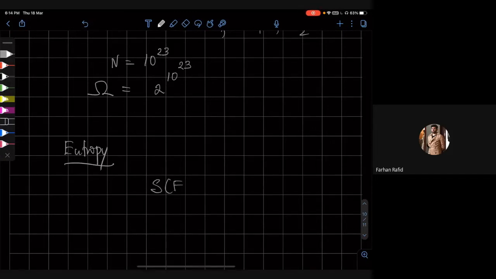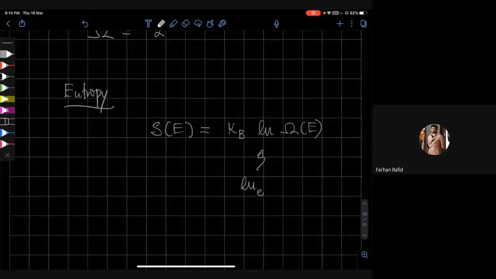So the idea behind entropy, Boltzmann introduced the idea of entropy, and the way he defined entropy for a system with energy E was, there's a constant k_B times the log of omega of E. Okay, so this is a natural log, an e-based log. So this is the definition of entropy by Boltzmann.